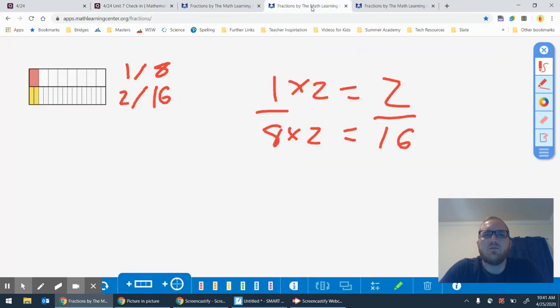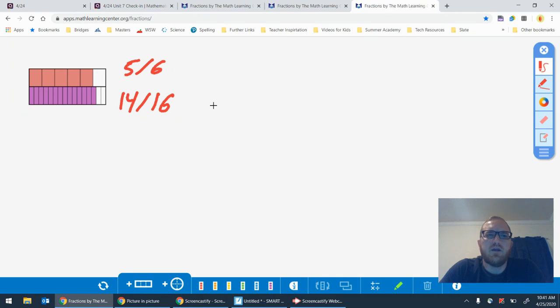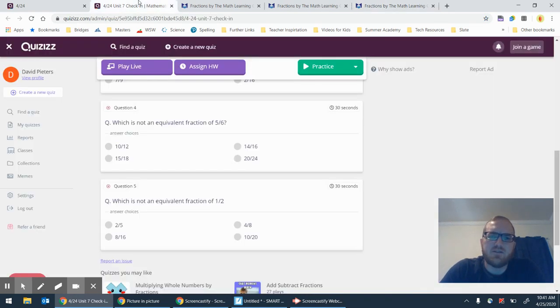Once again, if we wanted to, we could build it up. 5/6 versus 14/16. It's very close, but when you look at that, they are actually not lined up. So the oddball here would be 14/16. It is not equivalent. So once again, you can build the fraction bars if you want, but you could also do multiplication as well. Let me bring it up here for us on this one.